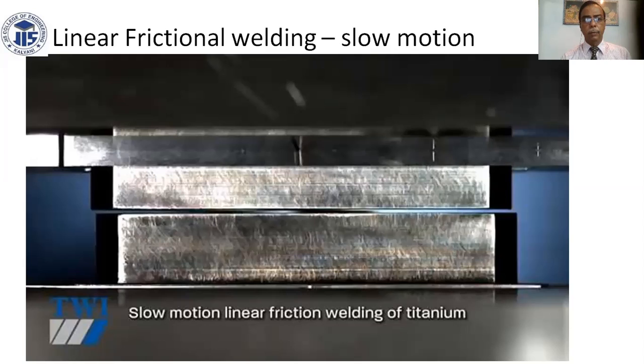Linear friction welding in slow motion. The upper part is moving, and this one is stationary. Slow motion linear friction welding of titanium. After this, it is joined together. Initially there is a gap, but after that it is fixed and heated. This heat is created by friction. Linear friction and then a metal joint.